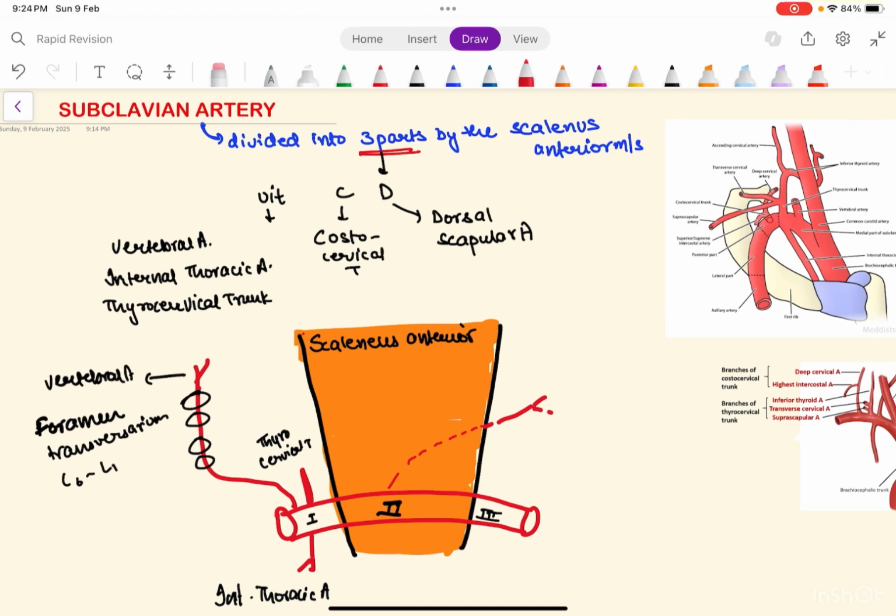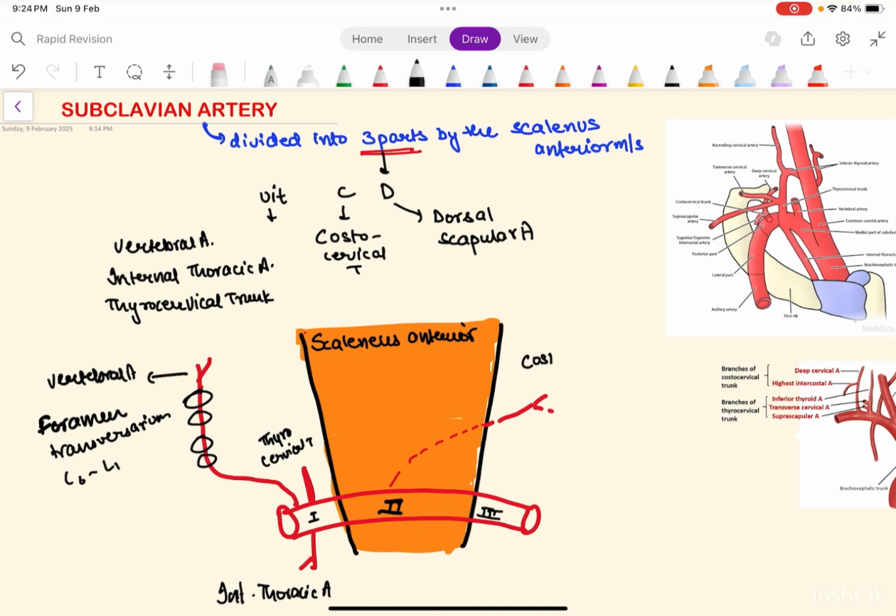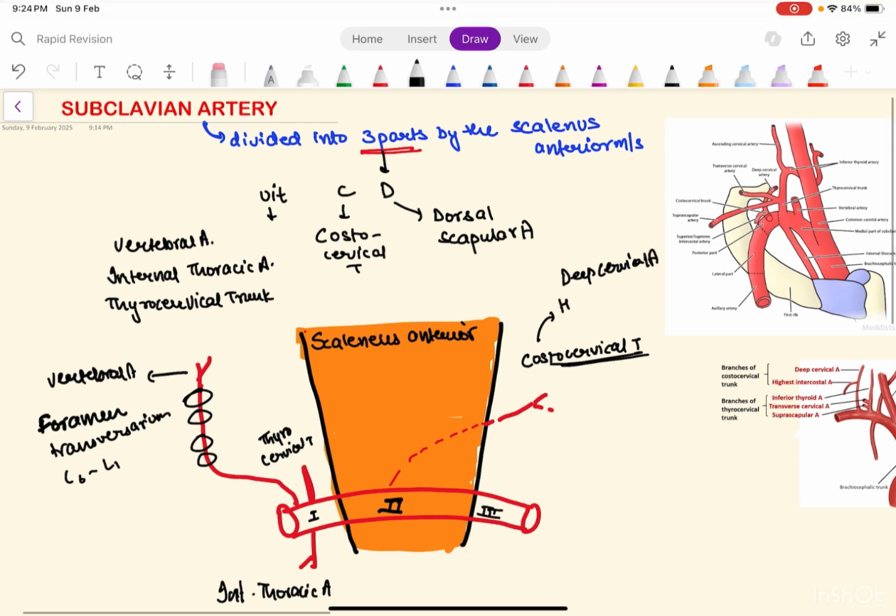Then coming on to the second part, which is our costocervical trunk. It basically goes like this and then it comes out. This is the costocervical trunk. From the costocervical trunk you can remember the branches if you want to, but there is no need. There is the deep cervical artery and the highest intercostal artery. It's not needed to know this.